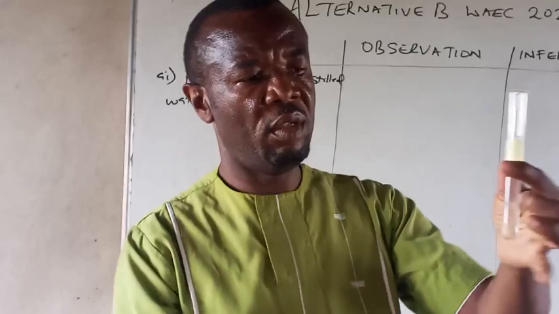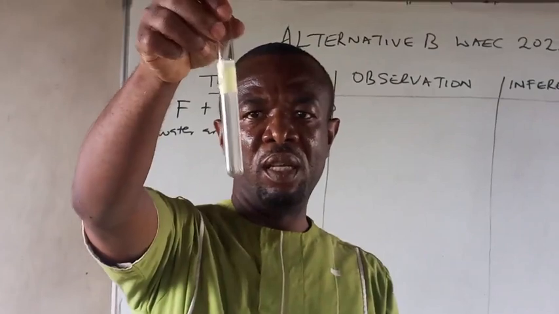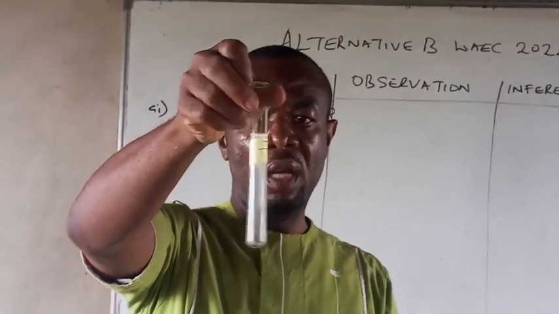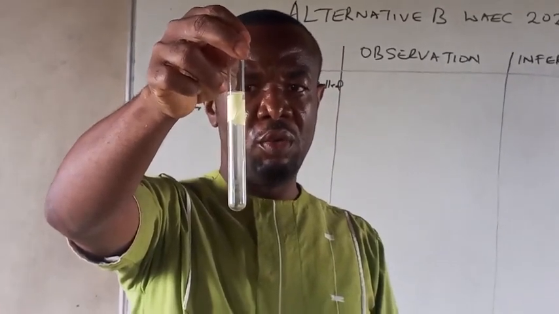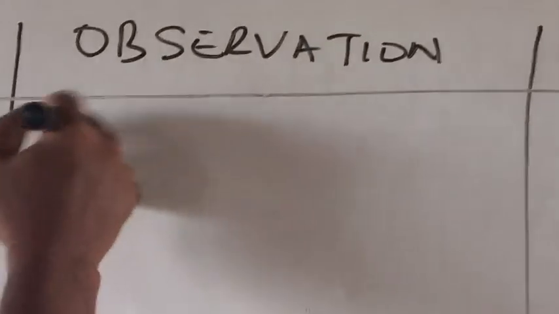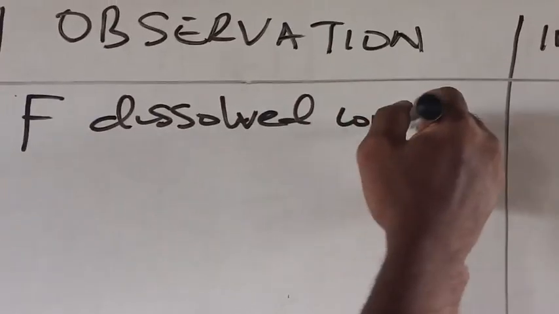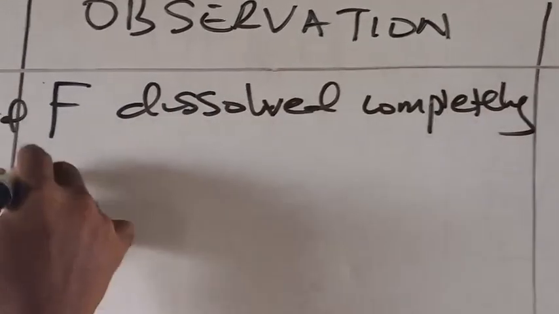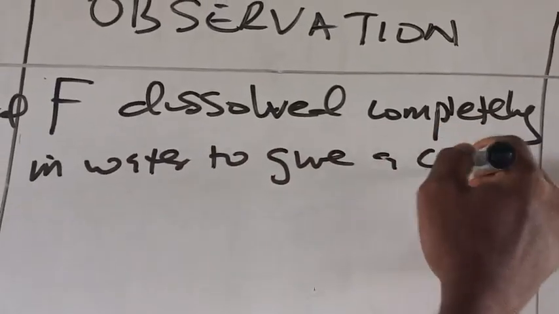After stirring, you see nothing else remaining in the container. That means F dissolved completely in water to give a colorless solution. So go to the whiteboard and report our work. Our observation: F dissolved completely in water to give a colorless solution.